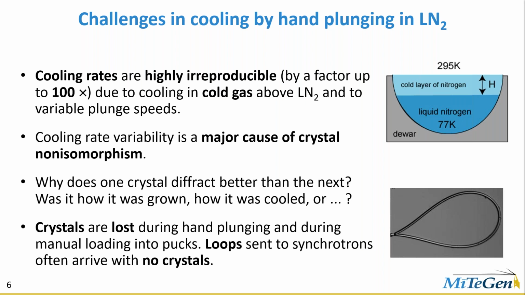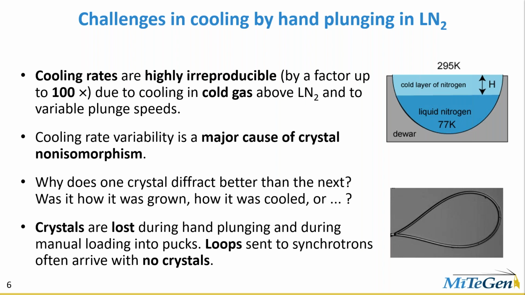So all of this gives as much as a factor of 100 variability in cooling rate in manual plunge cooling. And that is a major cause of crystal non-isomorphism. Another problem is if you find that one crystal diffracts better than the next, you don't really know why that is. Was it because of how it grew, how it was cooled, or something else?